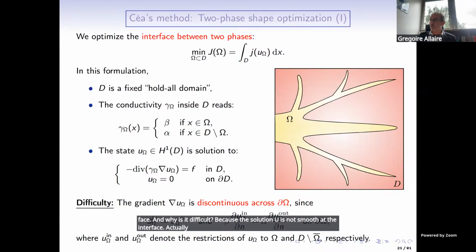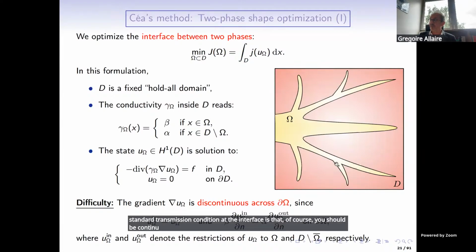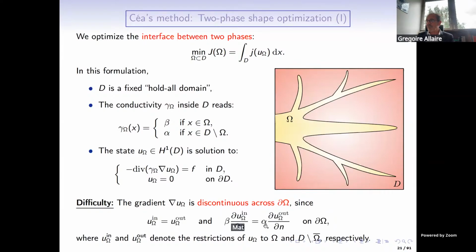Actually, you know that the standard transmission condition at the interface is that, of course, U should be continuous at the interface between the yellow and the red phase, but now it's the normal flux which is continuous. So it's not the normal gradient which is continuous, because you have two different material properties, beta and alpha, in the yellow and red phase. So that means that nabla u, at least its normal component, is not continuous.